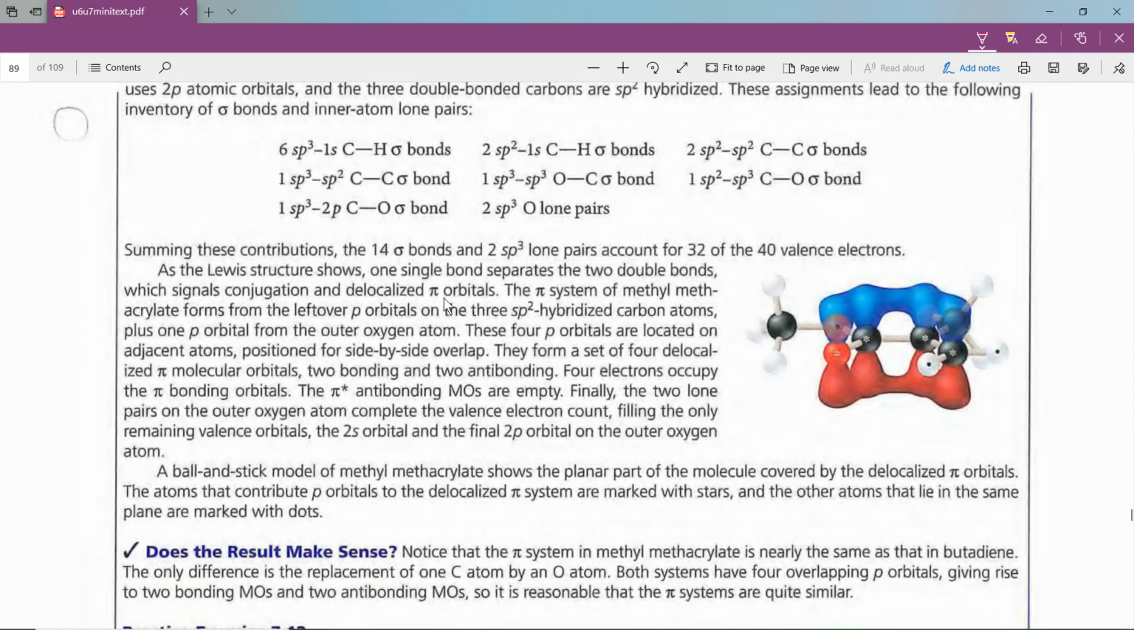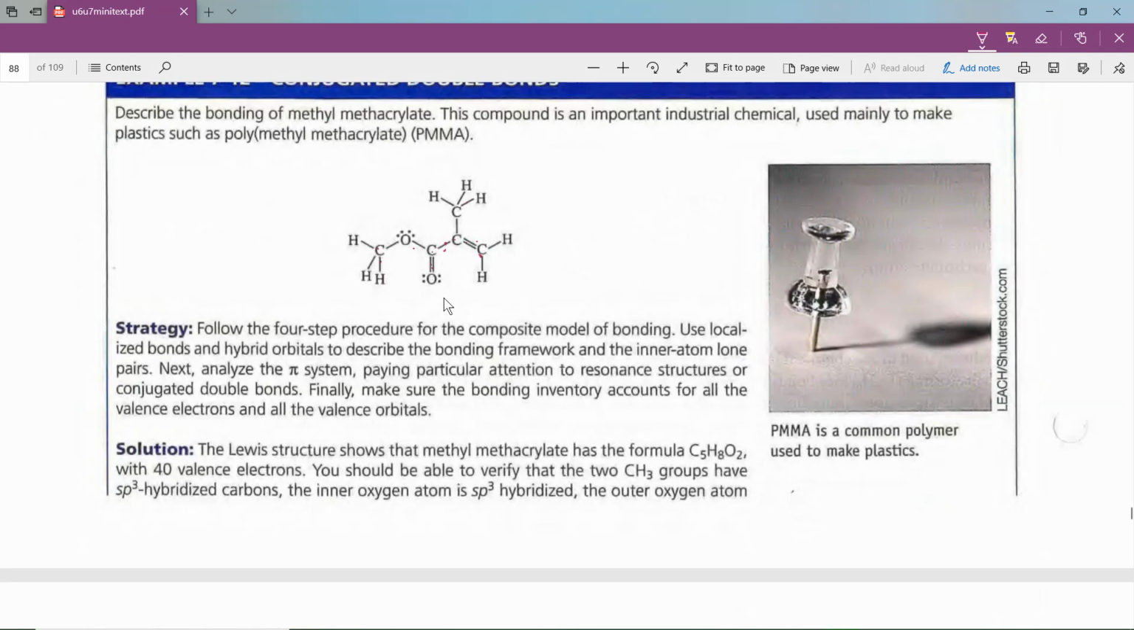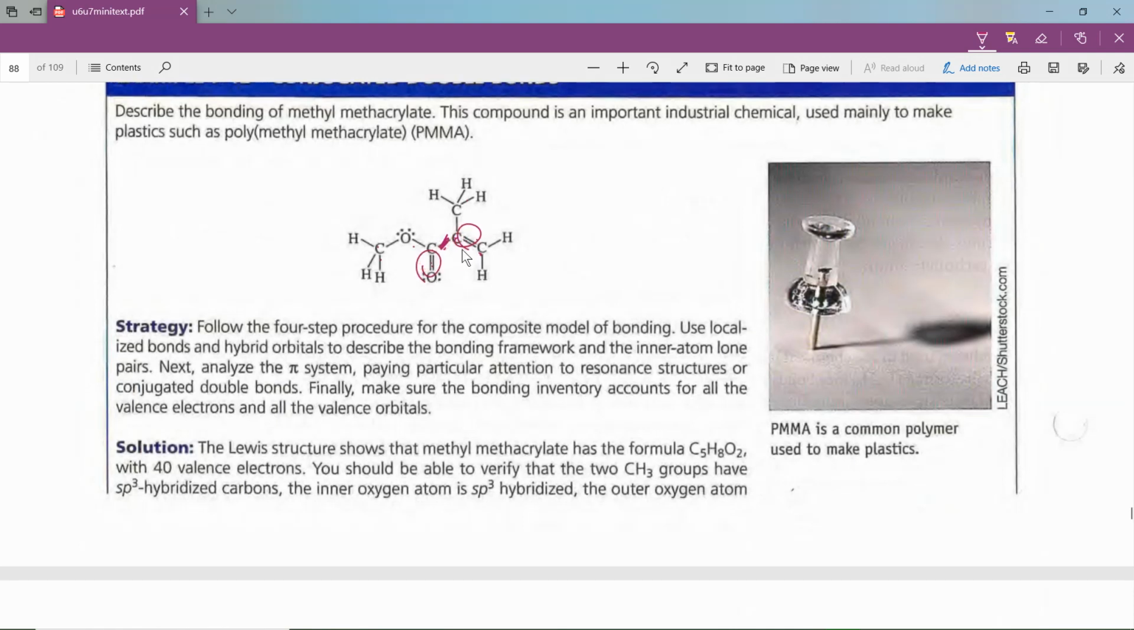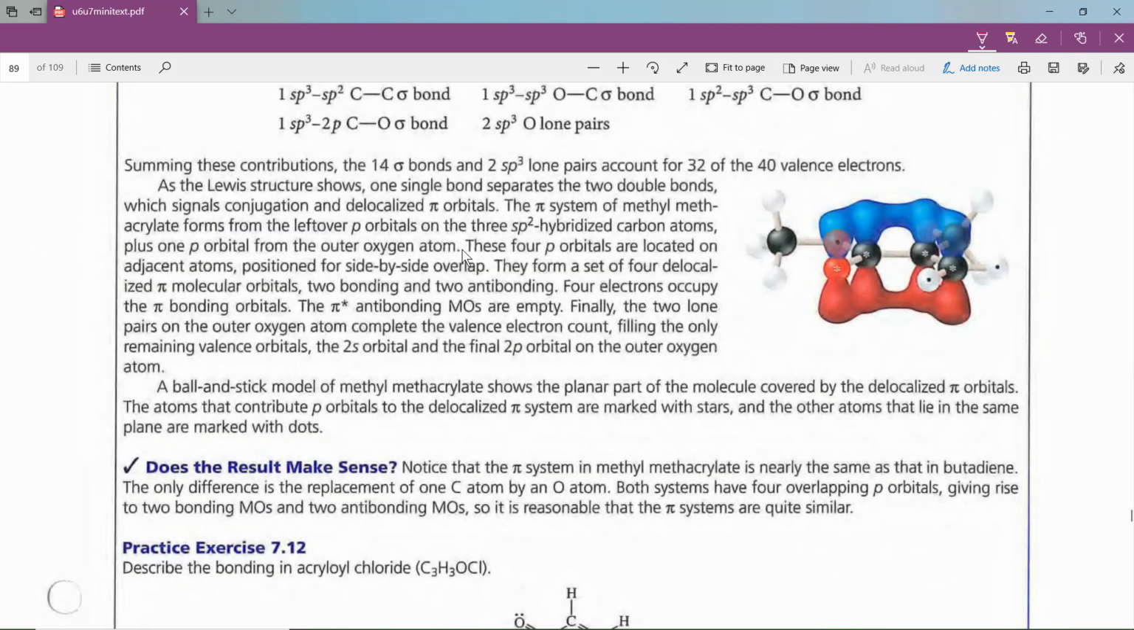So there still are some p unhybridized orbitals. One single bond separates the two double bonds, which signals conjugation and delocalized pi orbitals. Yeah, okay. Here's the single bond. It's separating these two double bonds. I agree with you. But that's not over the whole length of the molecule. Maybe I'm overthinking it. Maybe it doesn't have to be over the whole length of the molecule. So this is just partial delocalization. And that's all that has to say.